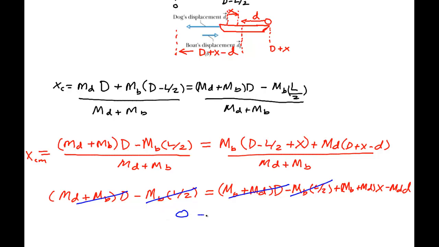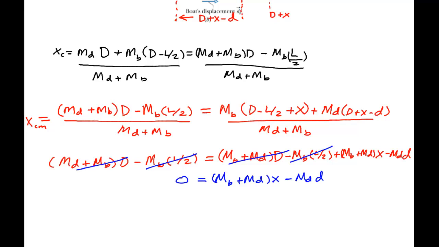And so I have 0 is equal to the mass of the boat plus the mass of the dog times the distance the boat moved, minus the mass of the dog times the distance the dog walked. Bringing this over, I now have x is equal to the mass of the dog times the distance the dog moved, divided by the mass of the boat plus the mass of the dog. Now that's the distance that the boat moved.